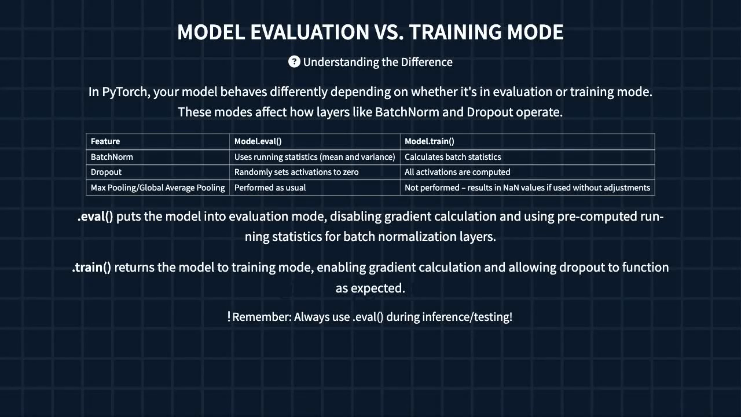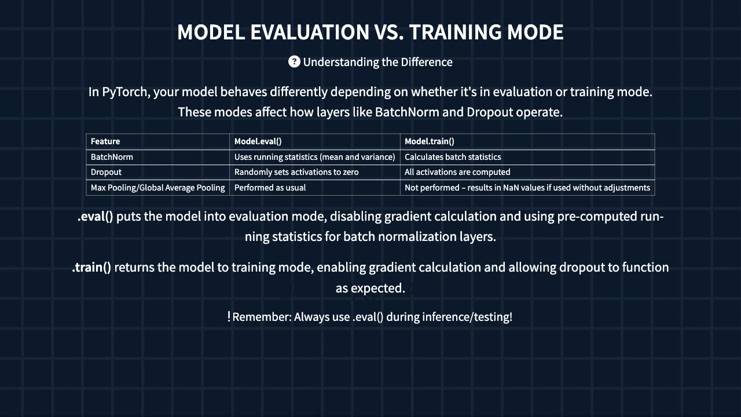Okay, let's talk about model evaluation versus training. In Pytorch, your model doesn't behave exactly the same whether it's running a test or predicting something new. When you want to run your model on data that isn't part of your training set, like during testing or inference, you need to put it in evaluation mode. This is done using the eval method. This tells Pytorch that we don't want to calculate gradients anymore, which saves memory and speeds things up. It also sets batch normalization layers to use their pre-calculated running statistics instead of calculating new ones for each batch.